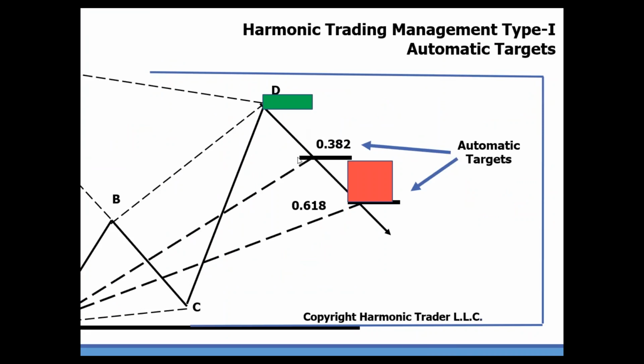And again, our expected move is to that 382 or 618 minimum level. And also notice the whole pattern, especially in the type 1 trades. The entire pattern encompasses everything we need to know from a price perspective. All the price parameters within the trade are defined by that structure.